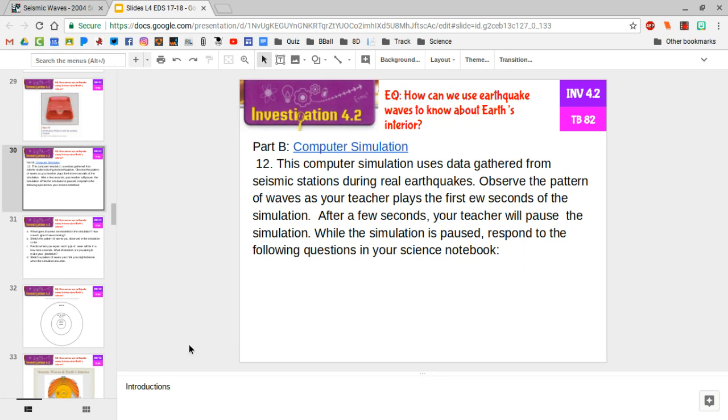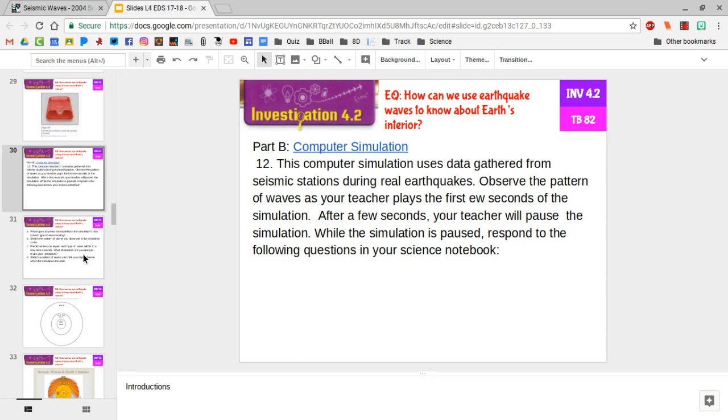So Part B, computer simulation. For number 12, it says, this computer simulation uses data gathered from seismic stations during real earthquakes. Observe the pattern of waves as your teacher plays a few seconds of the simulation. After a few seconds, your teacher will pause the simulation. While the simulation is paused, respond to the following questions in your notebook.